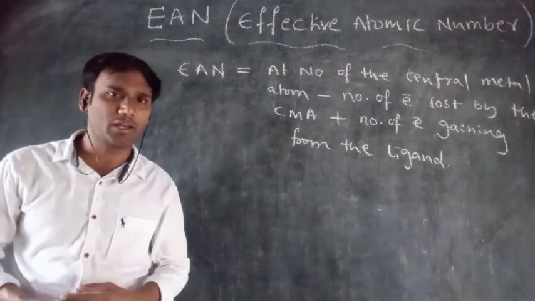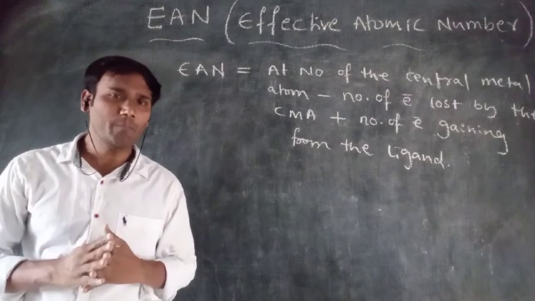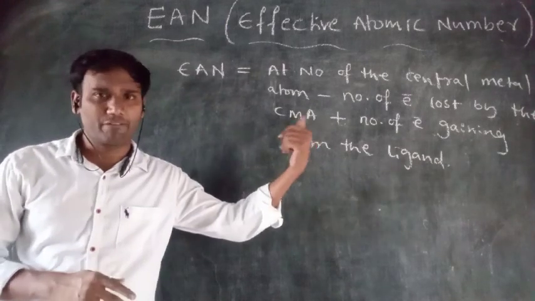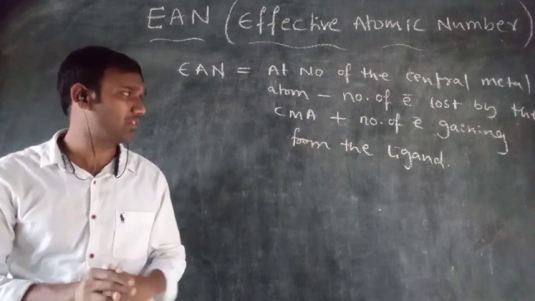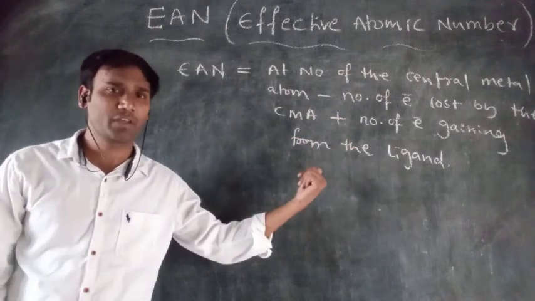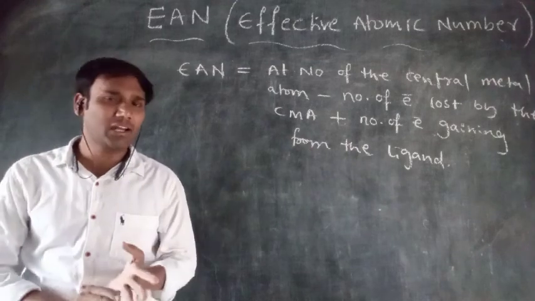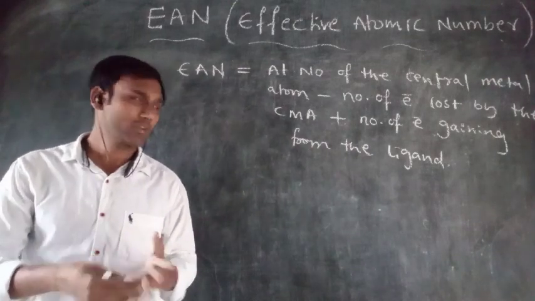So what is the formula? Effective atomic number equals the atomic number of the central metal atom. Every central metal atom generally has an atomic number. In the coordination complex, you have to write the central metal atom number. After that, how many electrons is the central metal atom losing? To get that many electrons.